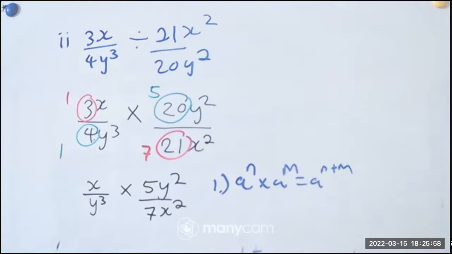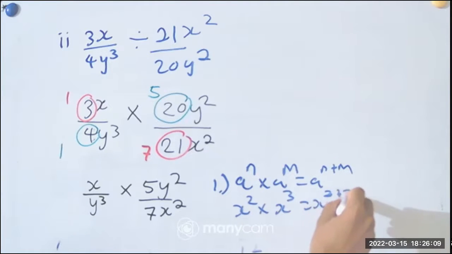So what I mean by that is simply this. For example, if you had x squared and you multiply by x cubed, the answer would have been x to the power of 2 plus 3 to give you 5, as we had in part 1. Now the other rule states that if you divide now, so I'll write the other rule on the side.